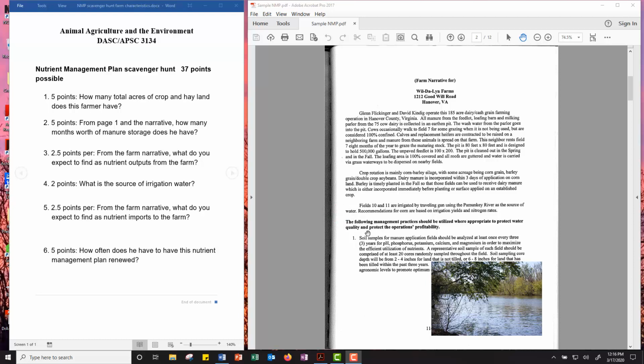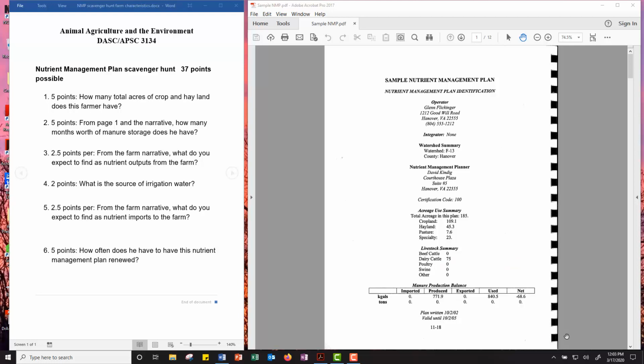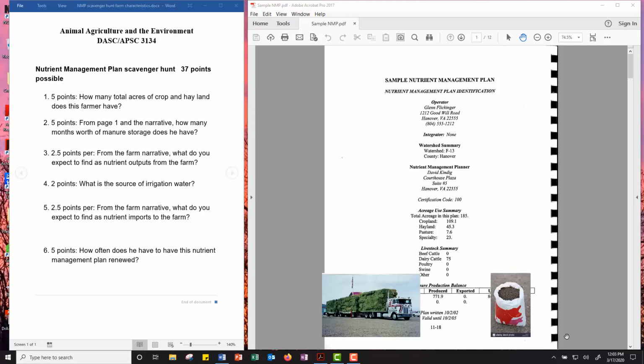The reason I asked that specifically is that it means the Pamunkey River, river water, is also an input to the farm. The next question is, from the farm narrative, what do you expect to find as nutrient imports to the farm? Well, that is water that is coming onto the farm. Do I expect it to have a lot of nitrogen and phosphorus or other nutrients in it? No, but there's likely to be some. And so what do you expect to find as nutrient inputs to the farm? One of the correct answers is river water. Another is feed to feed the cows. A third would be commercial fertilizer.